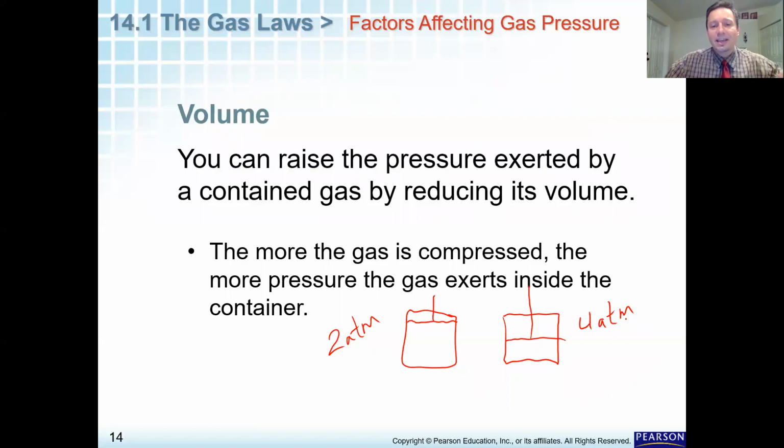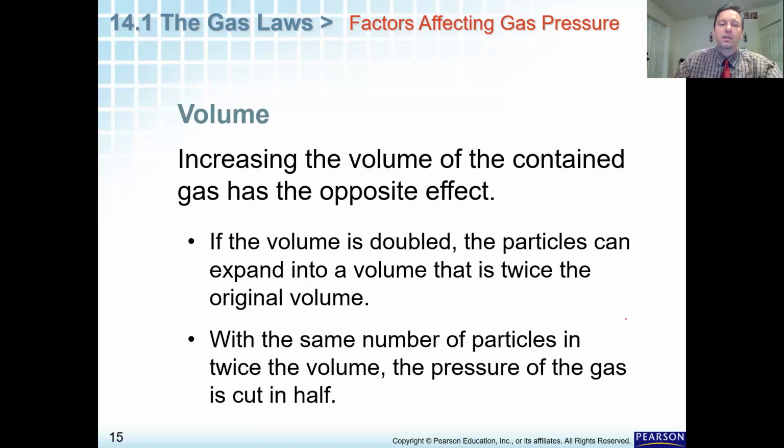The more the gas is compressed, the more pressure it's going to exert. And you can think about that in terms of a balloon. If you blow a balloon up and then you try to push that balloon down, it is going to apply more pressure. You are reducing the volume, and that's increasing the pressure.